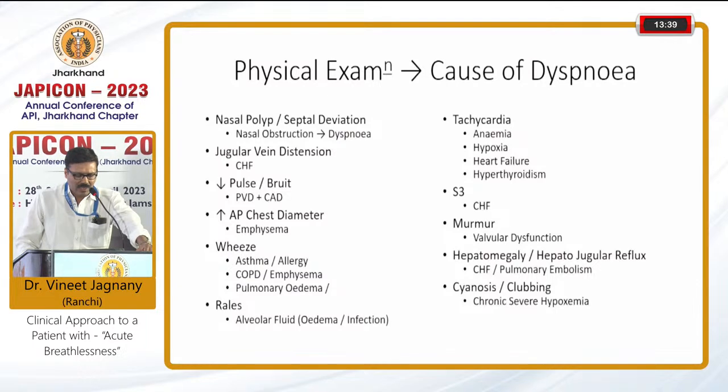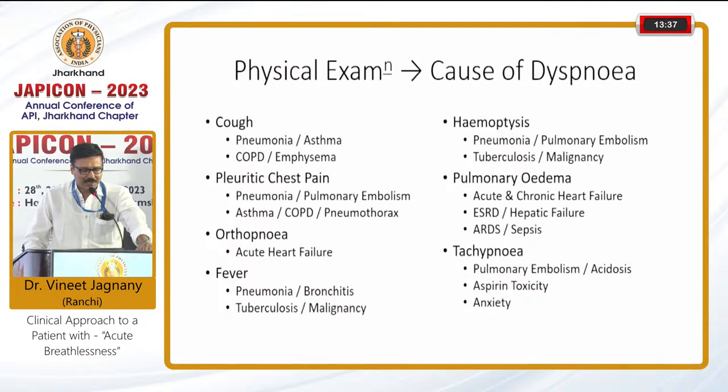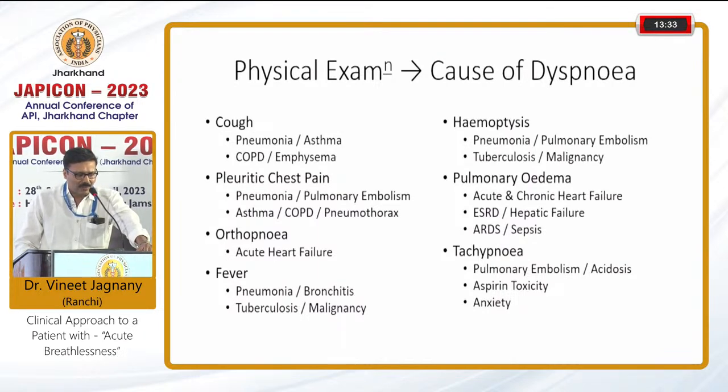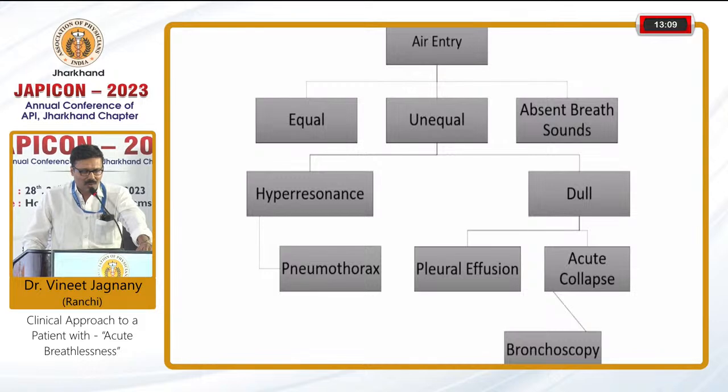Cyanosis and clubbing are important in chronic infections. If the patient is presenting with cough, we should probably think of infection or asthma. If it is pleuritic chest pain, it could also be pneumothorax. Orthopnea is common in acute heart failure, whereas fever is common in infection, malignancy, and tuberculosis. Hemoptysis is more commonly seen in malignancy. Pulmonary edema is more common in acute and chronic heart failure or ARDS. Tachypnea is important in aspirin toxicity and pulmonary embolism.